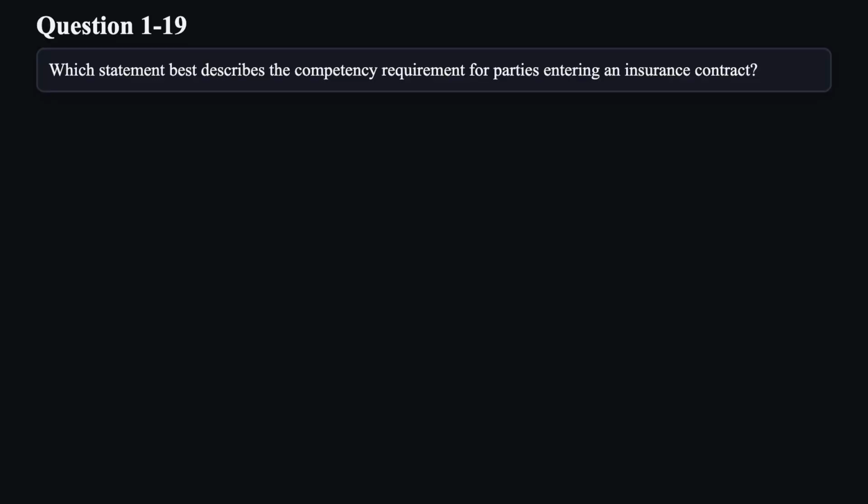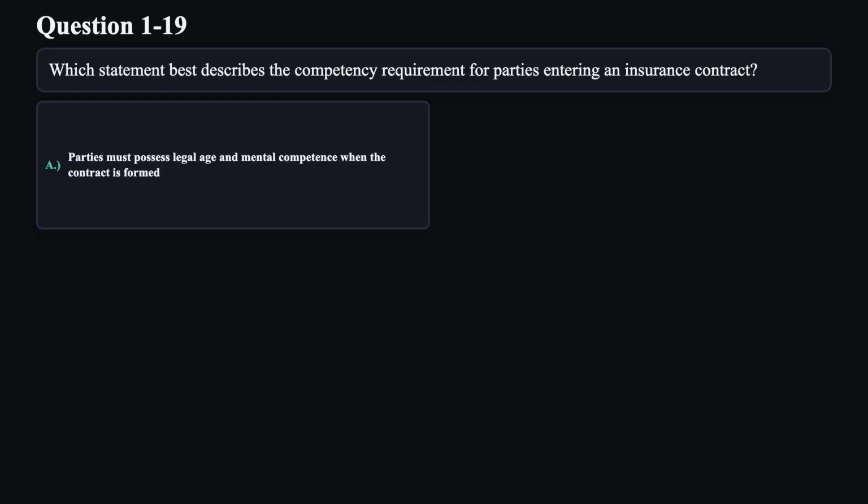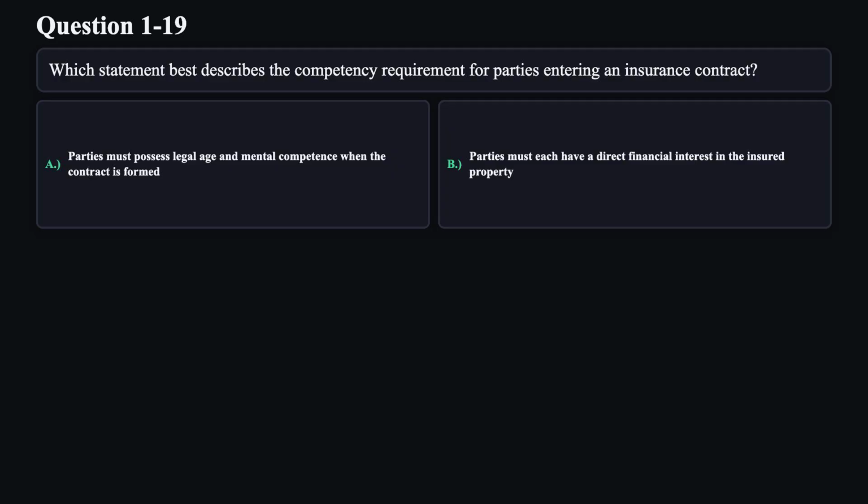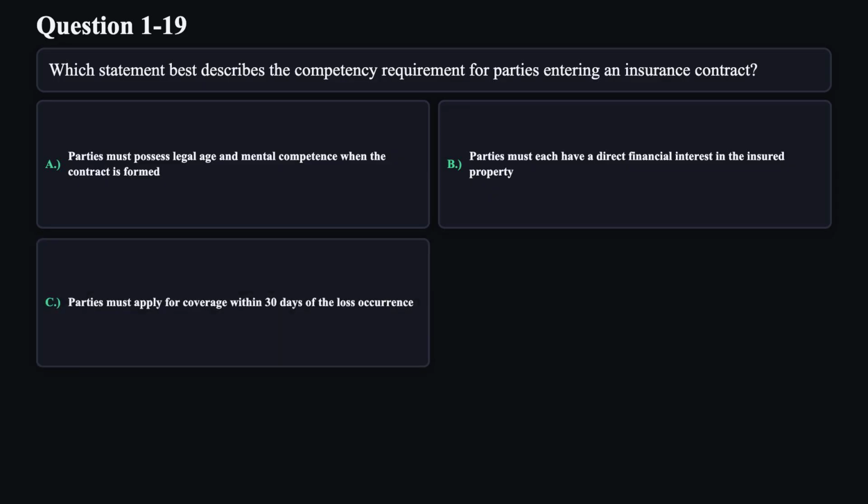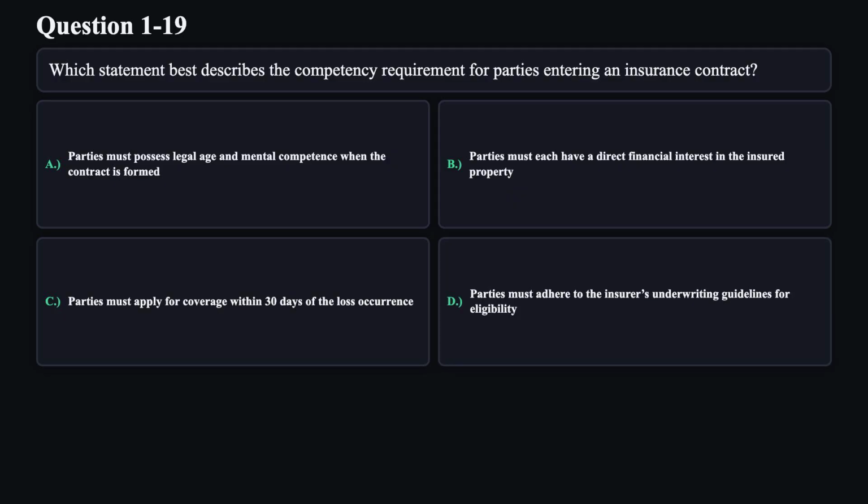Question 19. Which statement best describes the competency requirement for parties entering an insurance contract? A. Parties must possess legal age and mental competence when the contract is formed. B. Parties must each have a direct financial interest in the insured property. C. Parties must apply for coverage within 30 days of the loss occurrence. D. Parties must adhere to the insurer's underwriting guidelines for eligibility.